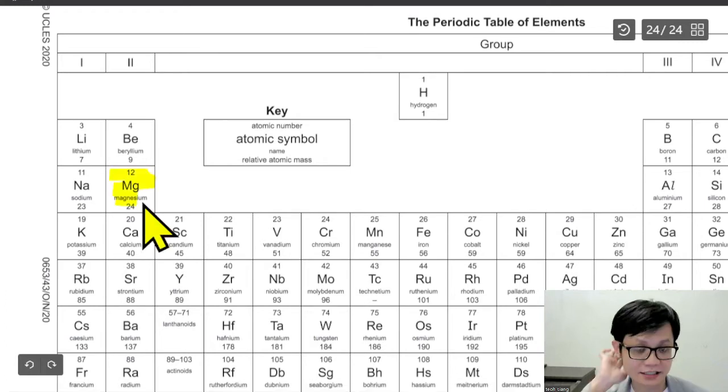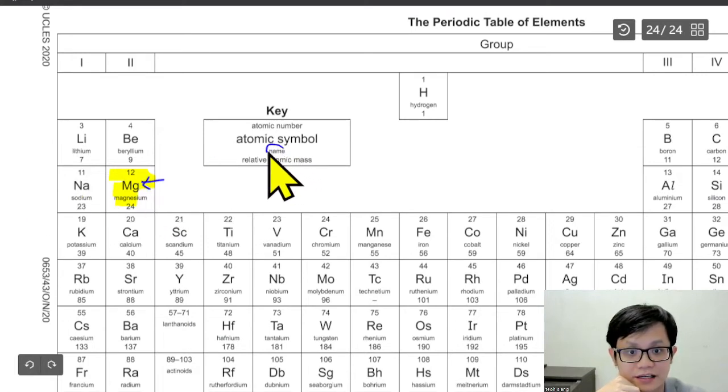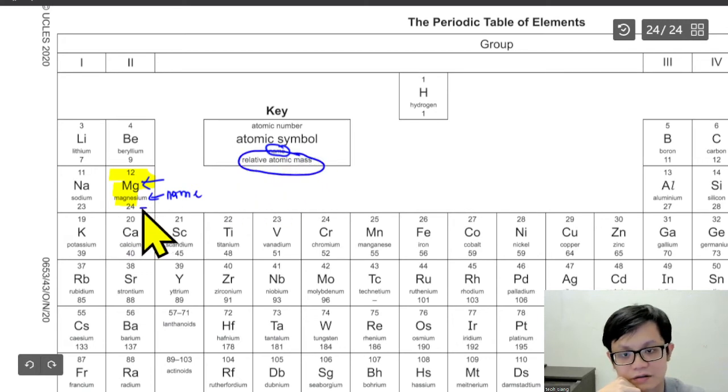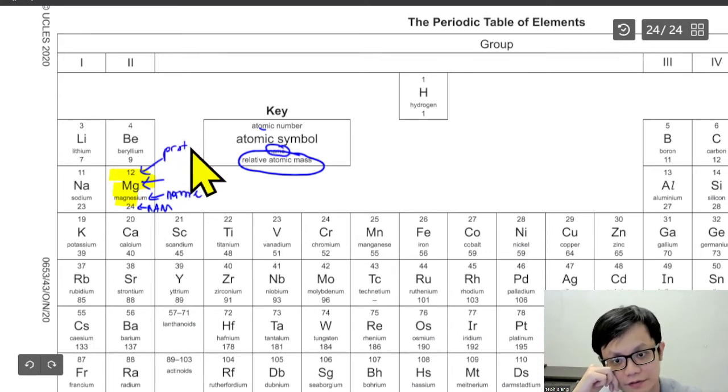So the exam paper already gave this number and the element, correct or not? Because this is the atomic symbol. Here it also already says the name, so the name is magnesium. It's even labeled for you. This is the relative atomic mass, RAM, and the 12 is the atomic number, or I will say it's the proton number.